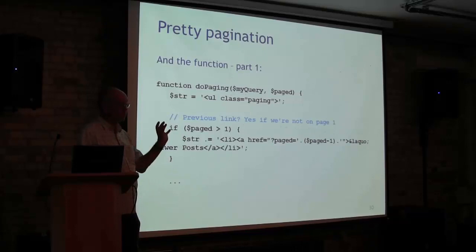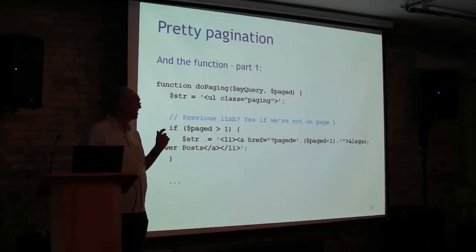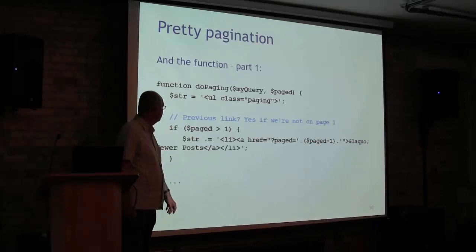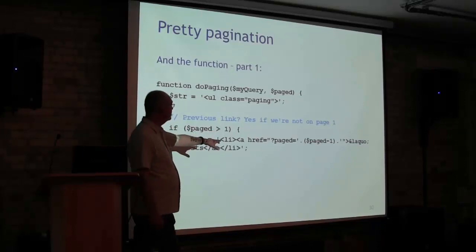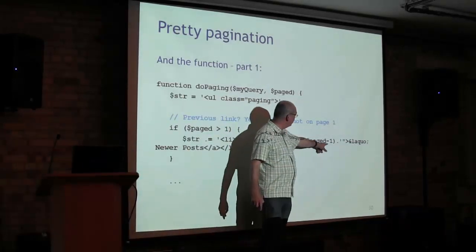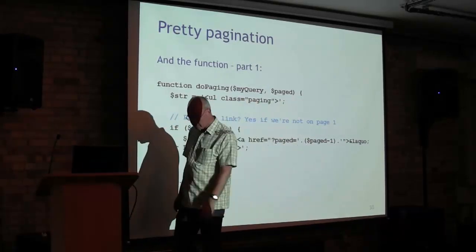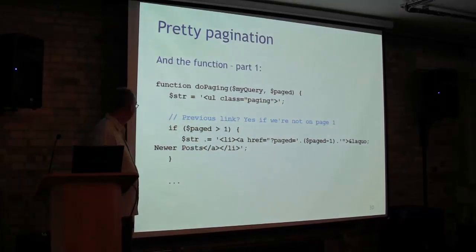The first thing I want to do at the left-hand side is to put out the previous link. And I want to do that in every situation except for when I'm on the first page. And so that's what that test is all about. And then I create the link, which, notice, is taking one off the value of page there in order to get the page of results before the one I'm on at the moment.